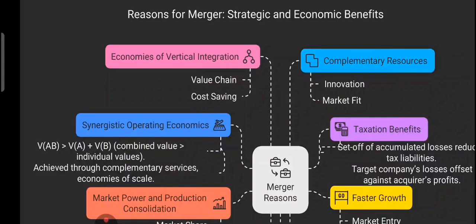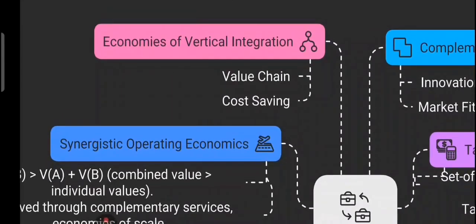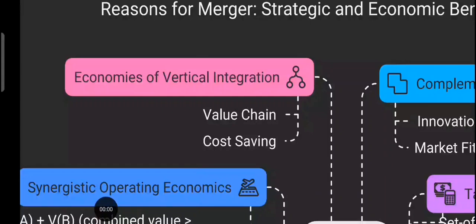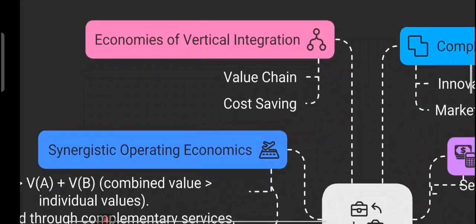When two companies come together through a merger, it is not just a business handshake, it is a strategic leap toward amplified growth and efficiency. First of all, we have something called economies of vertical integration. What does it mean? Mergers help align the value chain, bringing production and distribution under one roof, leading to significant cost saving. Key point to remember: value chain.